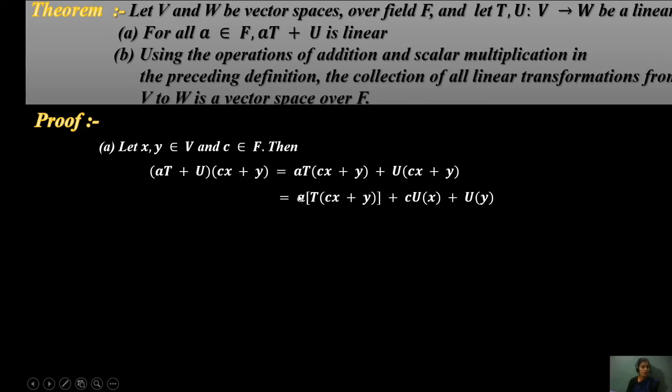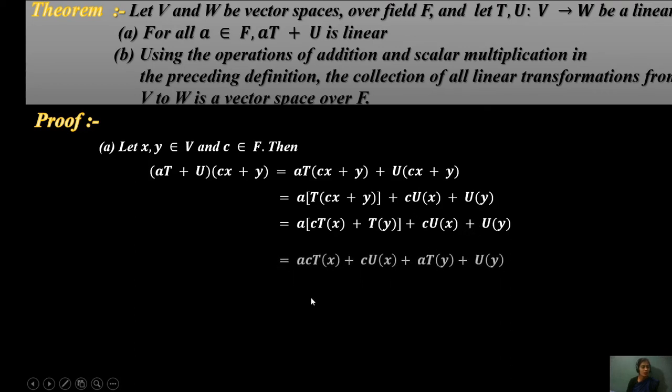Then common to the part α, in that position T is multiplied to these two parts, which will be generated. Okay, then αc considered as a common, (Tx + Ty) generated, plus c considered as (Ux + Uy) will be generated. Then αc common, Tx plus c considered as Ux plus αTy plus Uy.